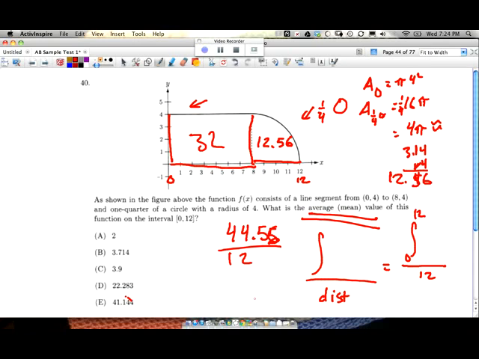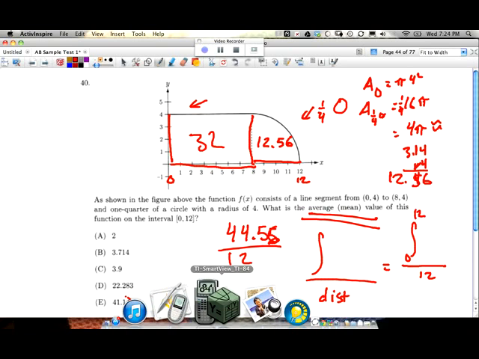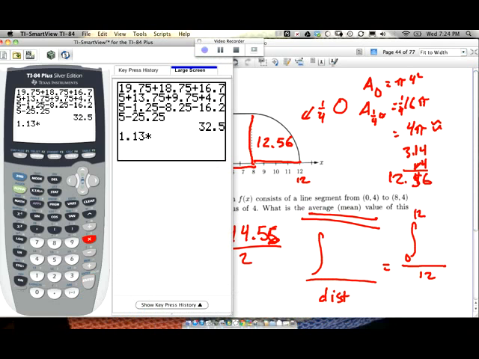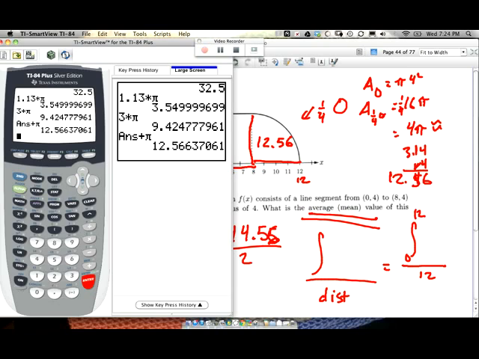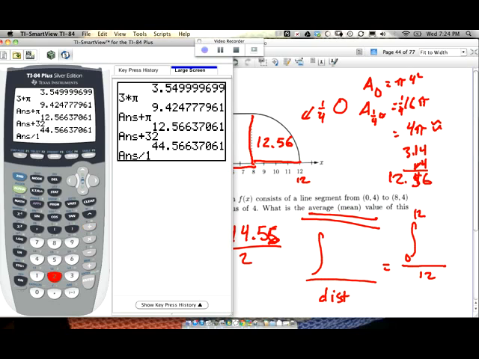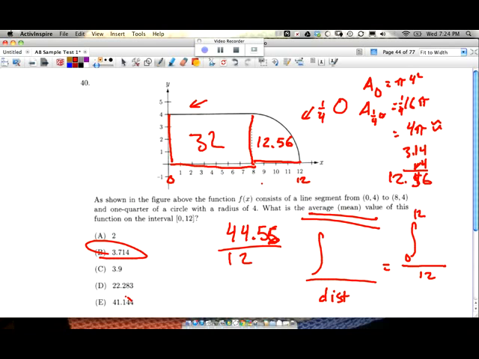Okay, so the total area is 32 plus 12.56. Actually, you know what? Let's go back and do this, just because I feel like I'm not getting something. 4 times pi, plus another pi. There we go. 12.56. That was right. Okay, so 12.56 plus 32, and we get 44.56. Then we divide that by 12, because that's our total distance. Oh, there it is, and we got 3.71. Bam! B is the answer.